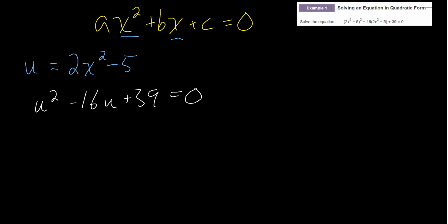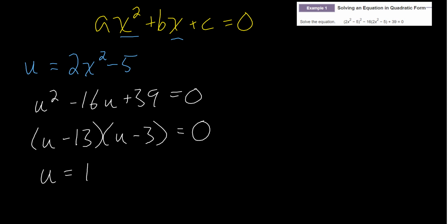All right. We can factor this, 39, 13, 3. Okay, so we can factor this into u minus 13 and u minus 3, and that's going to be equal to 0. So this tells me I've got u is equal to a positive 13 and u is equal to a positive 3. Okay. Now, this isn't the end of the story, though.